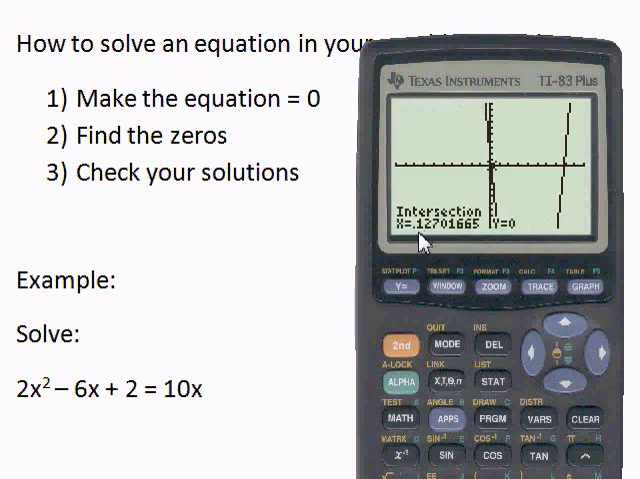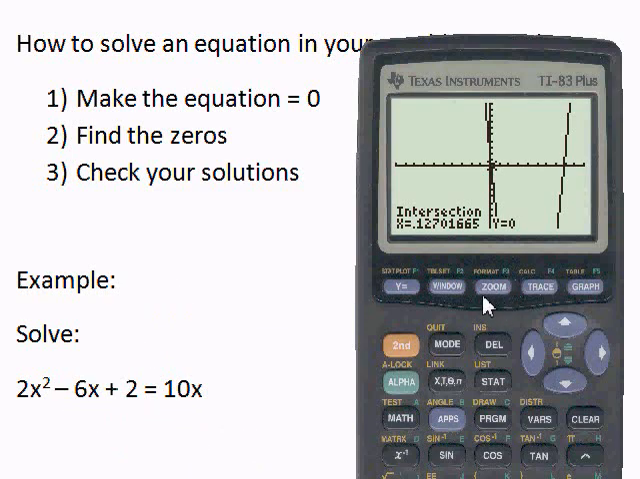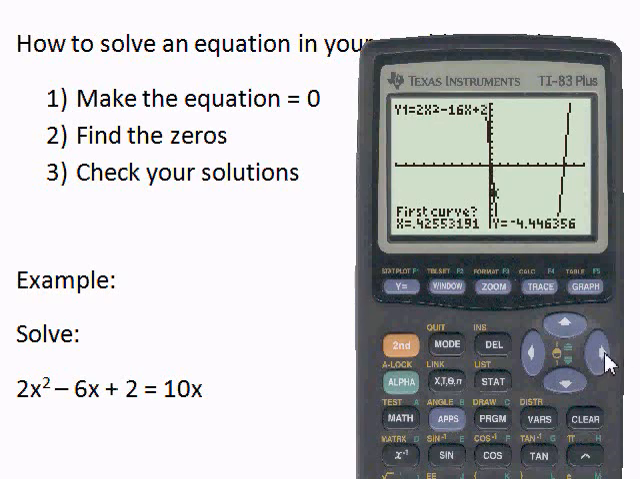So our first solution ought to be 0.127. I'm going to round to 3 decimal places. So x is equal to 0.127. Let's go ahead and find our second one. To do that, we use the same process: second trace, go down to intersect, press enter, and you hold the right arrow key. It's going to go off the screen for a second, that's okay. We're just going to hold it down until, there we go, we get close to the intersection, press enter 3 times, and you get the second solution is 7.873.